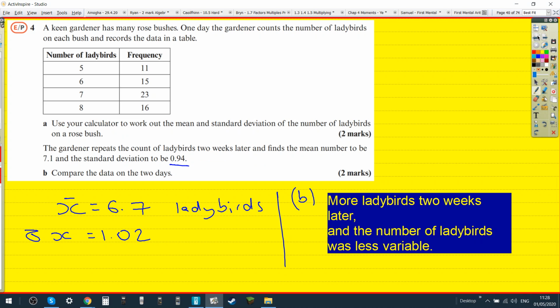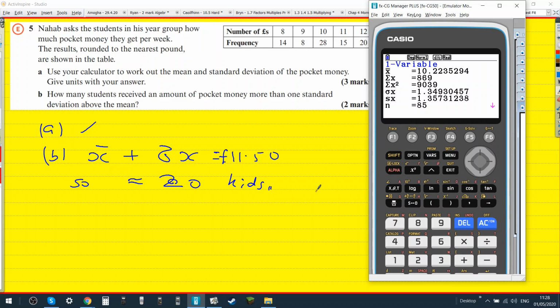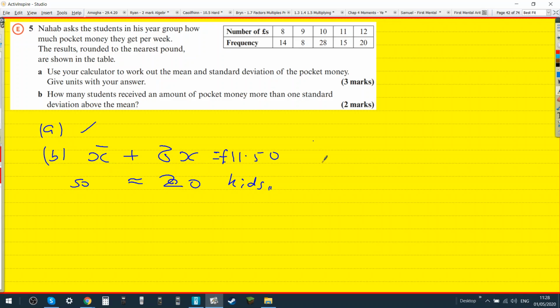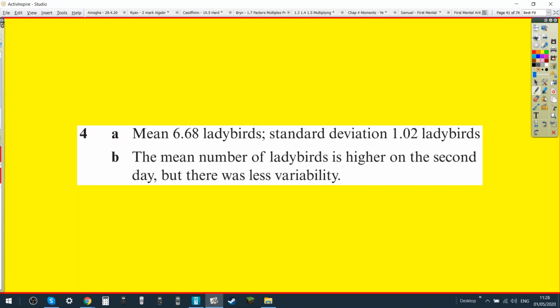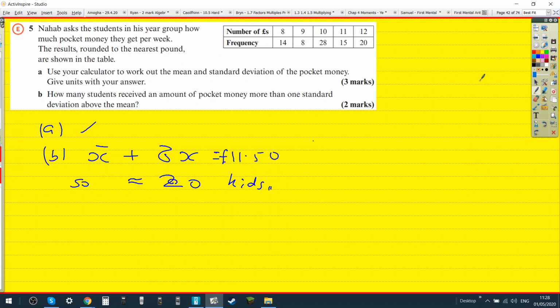What if they had asked how many kids got less than one standard deviation less than the mean? Would that just be 10.22 minus 1.349? Yeah. So that would be 8.9, something like that. So what would that be? That would be 8 plus 28 plus 15 plus 20. Less than that. So 14. Yeah, exactly. And you could do the same for this one as well. Okay. Any questions about that?